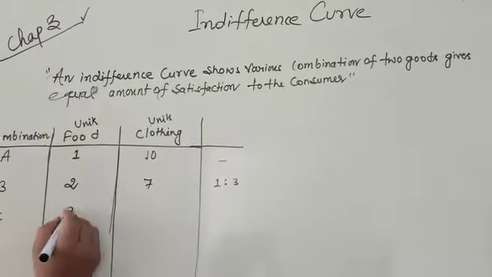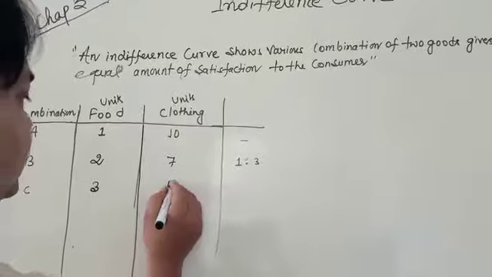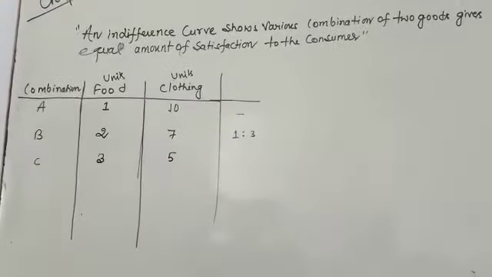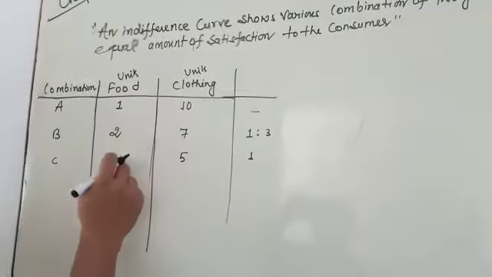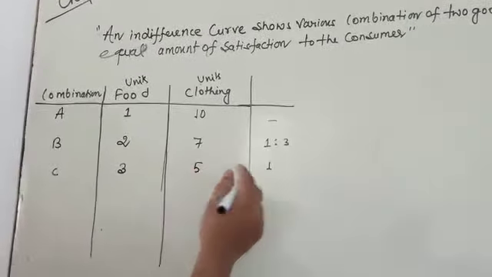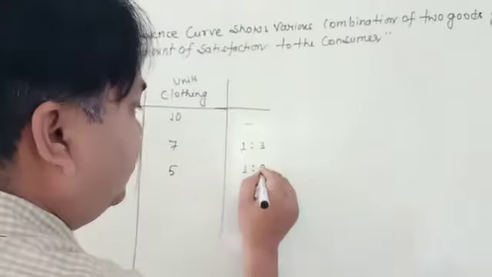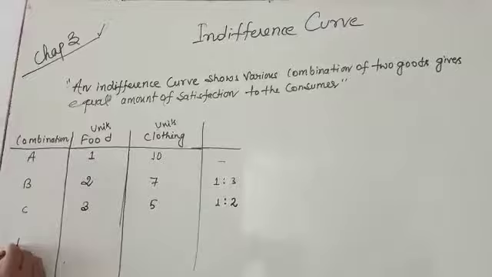Here the consumer is going to take 3 units of food and only 5 units of clothes. So what is the substitution? 1 is going to substitute 2 to 3, that is 1 unit of substitution, and 7 to 5, that is 2 units of substitution.